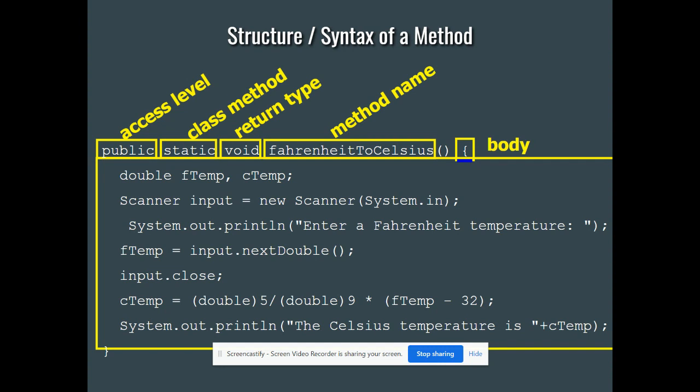Next is a method name. Method names need to start with a, well, I say need, but I need it to be properly named for my sanity, and usually I award marks for proper naming conventions. So method names start with a lowercase letter and subsequent words get uppercased. So you can see the capital T for two, capital C for Celsius, but f for Fahrenheit, lowercase.